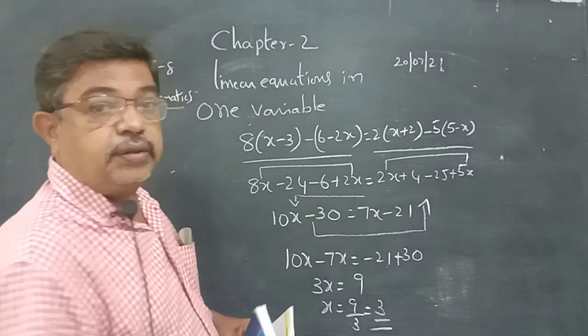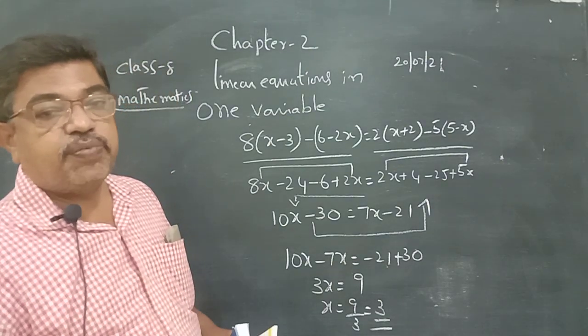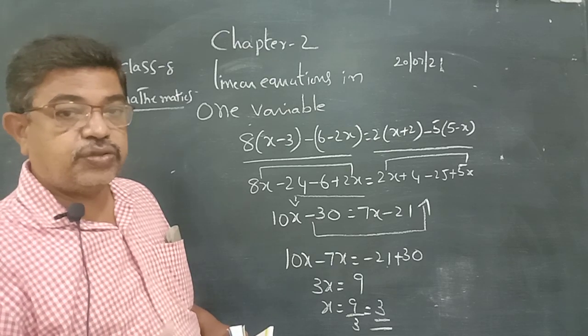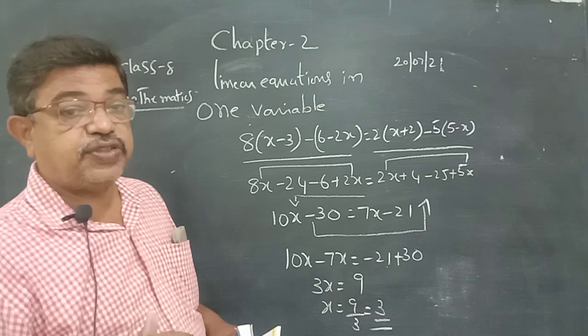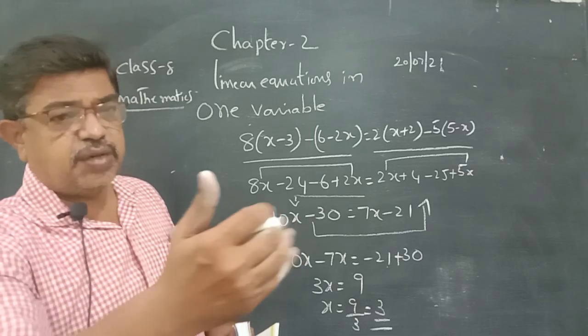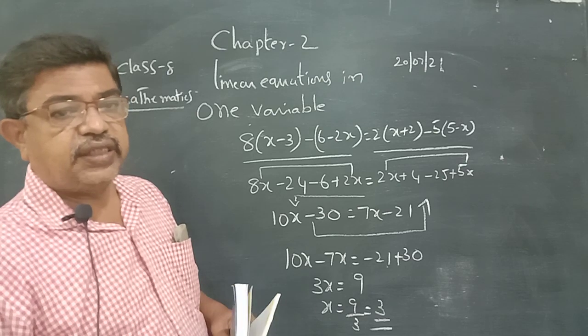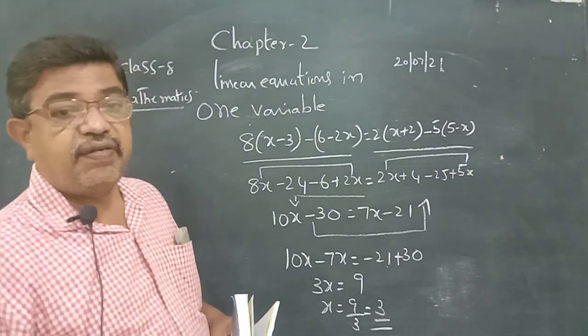Any doubt? If you follow the process carefully, it is a very simple process. The only thing is how to multiply, what happens to the signs, and what are the terms you have to transpose from one side to the other side. This is the process of simplification. If you follow this, the rest of the things is very easy. You can get the value of the variable very easily.